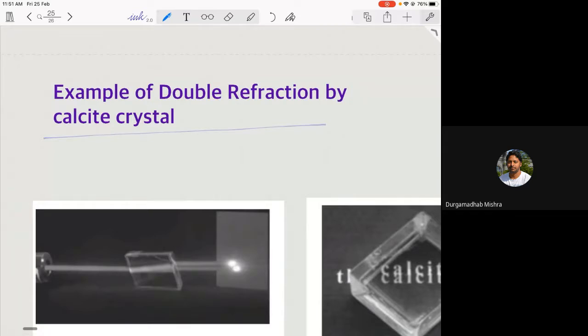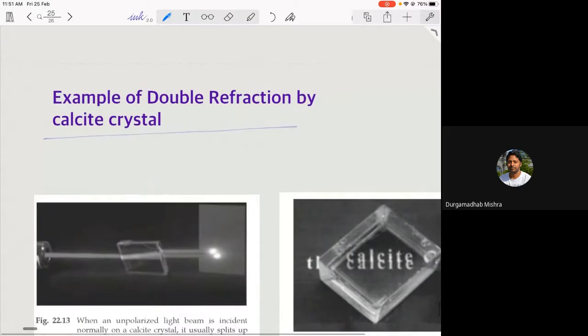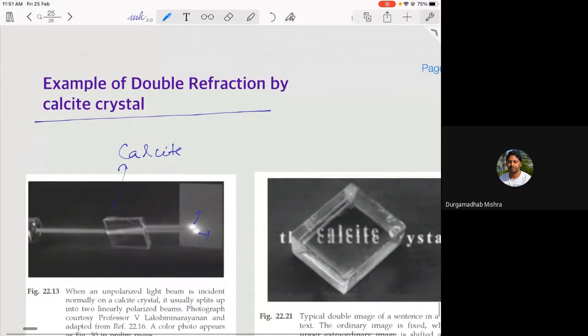What is double refraction? If you take a crystal, this is a calcite crystal, a very specific crystal. If you pass light through the calcite crystal, what you observe is that there are two rays that you actually obtain in the transmission. Your input is one ray, but you see two rays in the calcite crystal, and that is due to double refraction. We will see what this double refraction is.